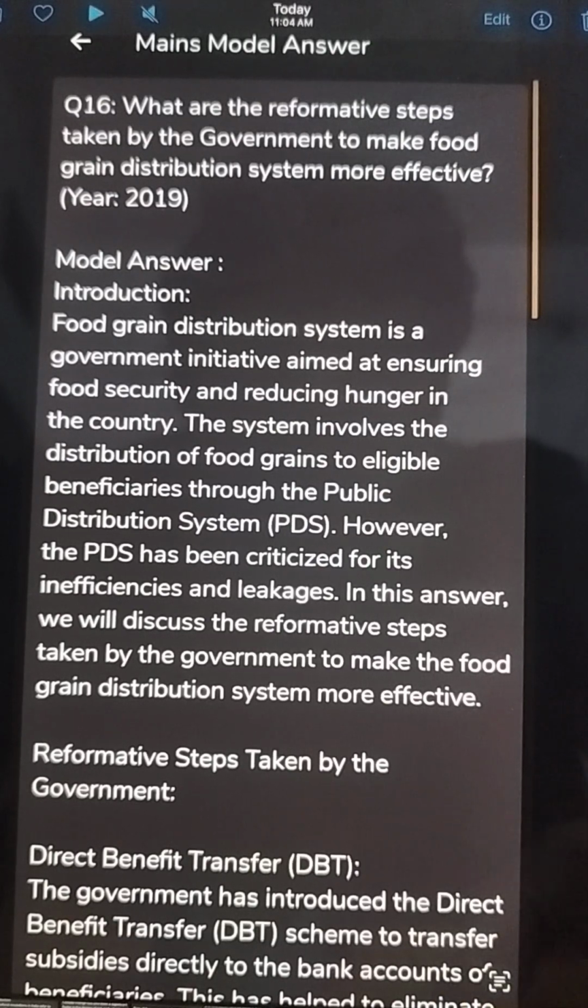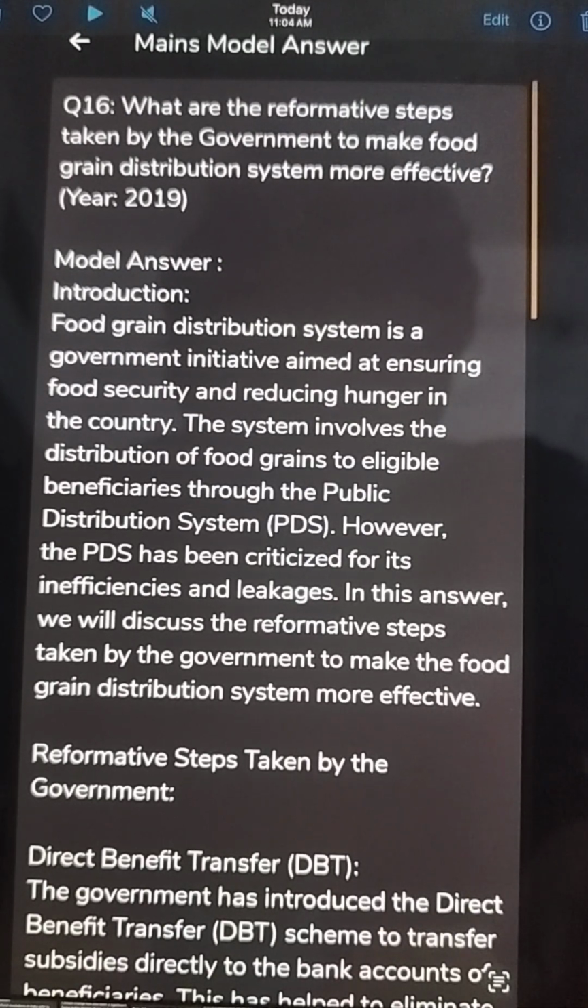The food grain distribution system is a government initiative aimed at ensuring food security and reducing hunger in the country. The system involves the distribution of food grains to eligible beneficiaries through the PDS. However, the PDS has been criticized for its inefficiencies and leakages. In this answer, we'll discuss the reformative steps taken by the government to make the food grain distribution system more effective. First is DBT, direct benefit transfer.